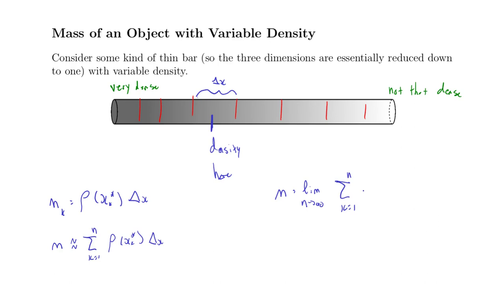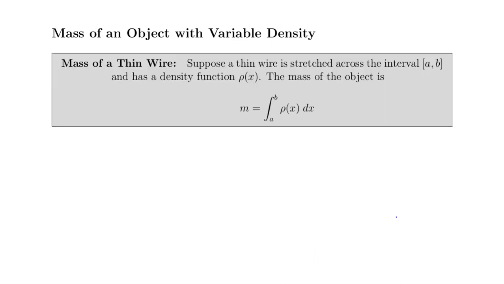We have not necessarily a finite number of these, but an infinite number of these little subsections where we multiply the density by the width, and that turns into an integral from a, this point, up to b, this point, of just our variable density function, rho of x dx. So here's our integral formula.